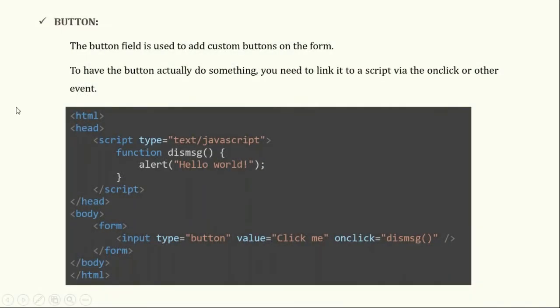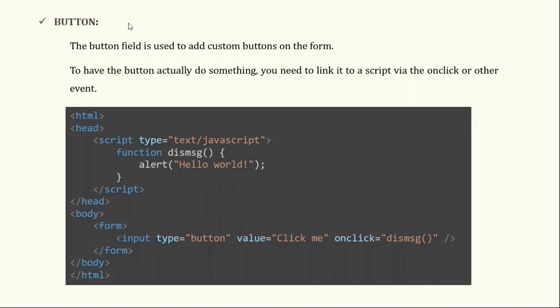Then the next element is button. Now what do we mean by button? The button tag, input type is equal to button, will create a graphical button on your screen. The button field is used to add custom buttons on the form. To have the button actually do something, you need to link it up with JavaScript.